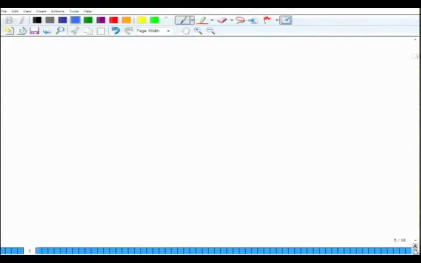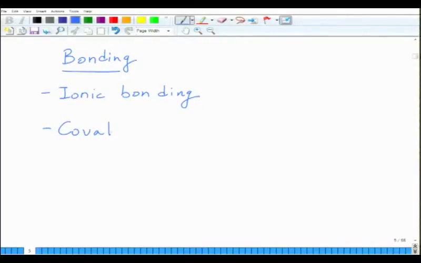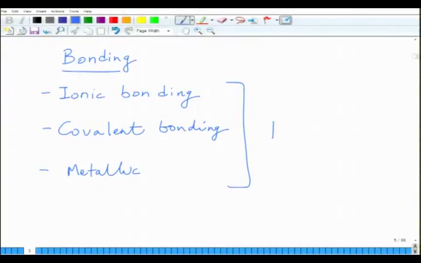There are three kinds of bonding that we primarily come across or study. First is ionic bonding, second is covalent bonding, and third is metallic bonding. And these are all primary bonding methods, okay. So, this is called primary. Then there is another class of bonding which is called secondary bonding.